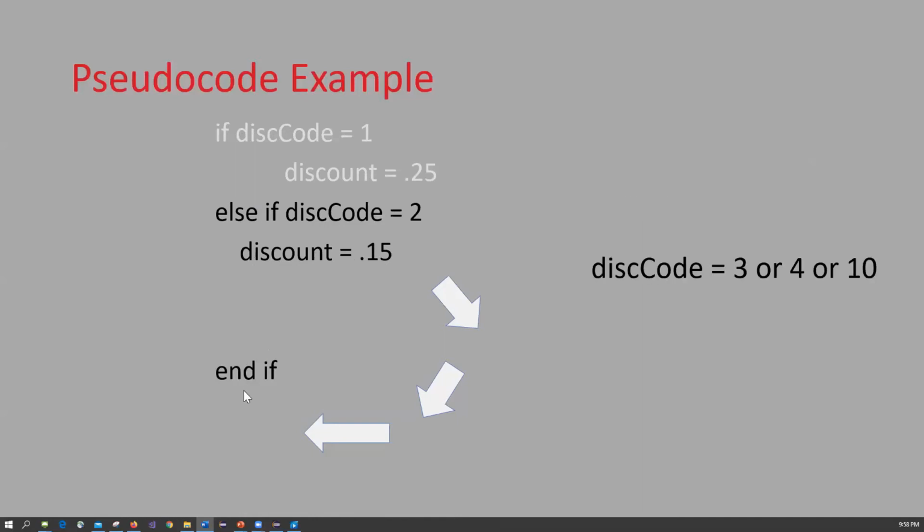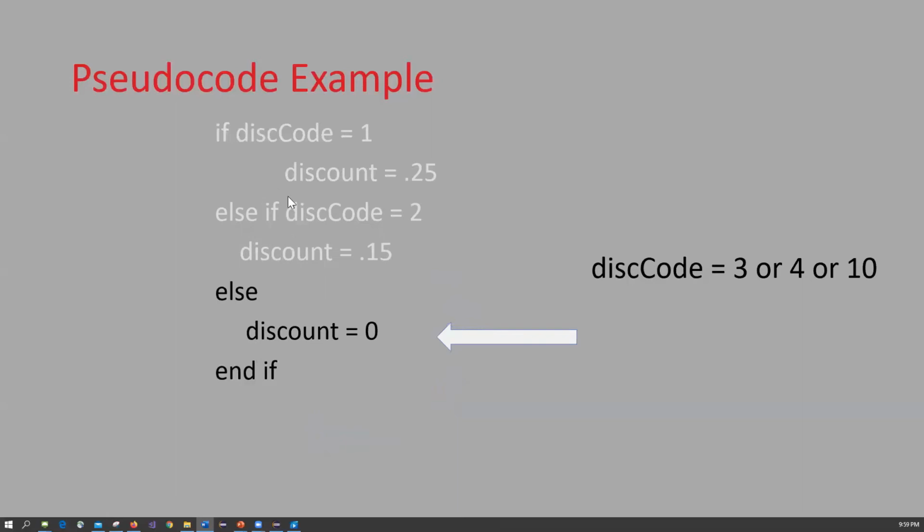But what if the discount code is a 3 or a 4 or a 10 or anything else? Okay. Well, it's going to check to see if discount code is equal to 1. Nope, so it's going to ignore that. It's going to say, well, is discount code equal to 2? Nope, and it's going to ignore that. It's going to ignore everything else and come over to else and say, yep, it's else. That means anything else. So since this is not true and this is not true, we're now going to go to the else portion, and discount will equal 0.